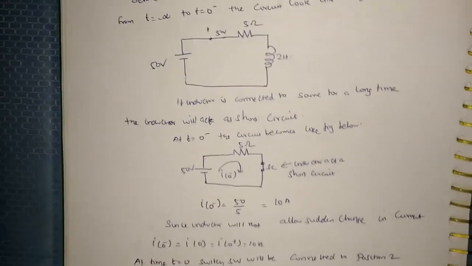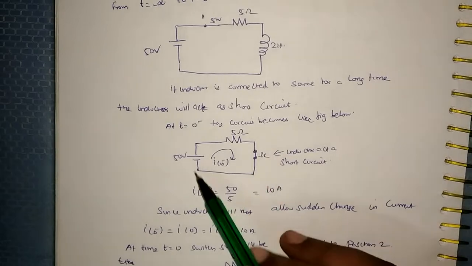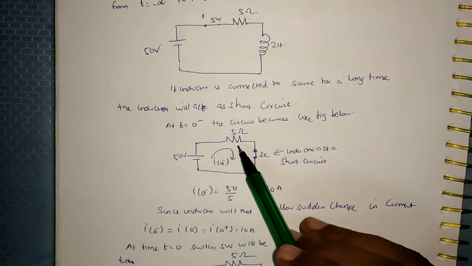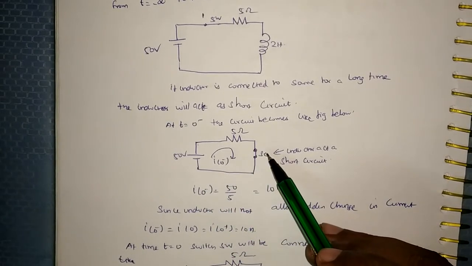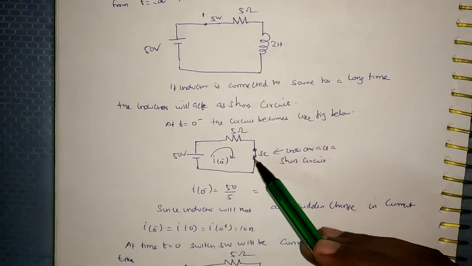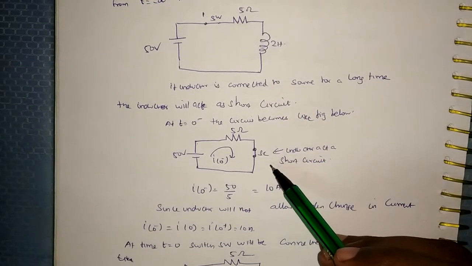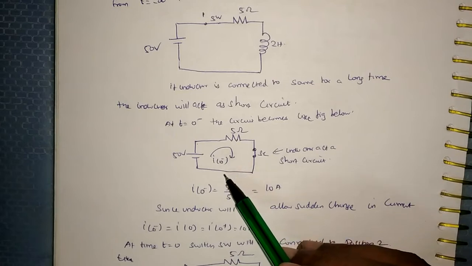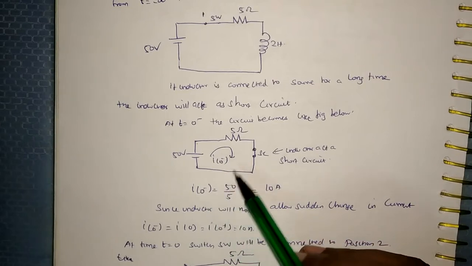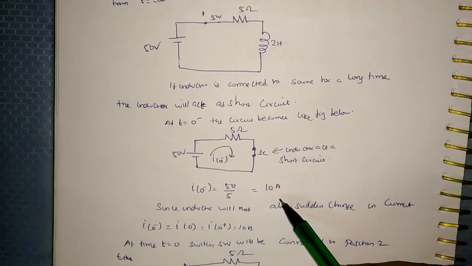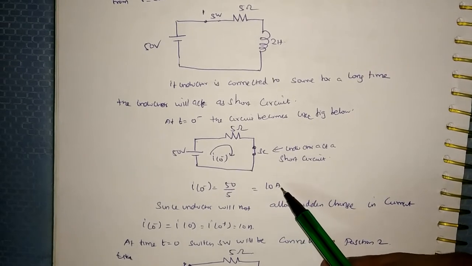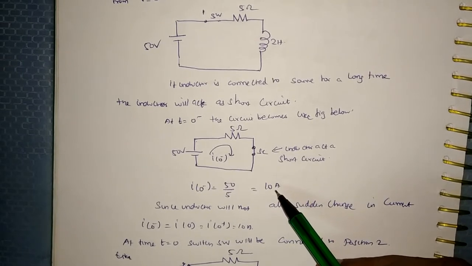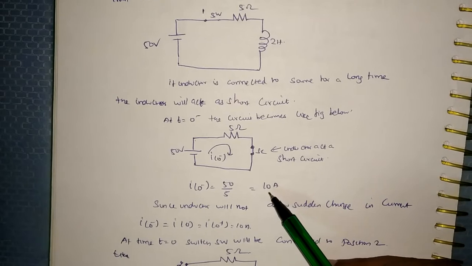So the circuit will look like this. We have a 50 volt source and a resistance, and the inductor is replaced with a short. In order to find the initial current, I of 0 minus will be equal to 50 by 5, which gives 10 amperes. So that is my initial current.